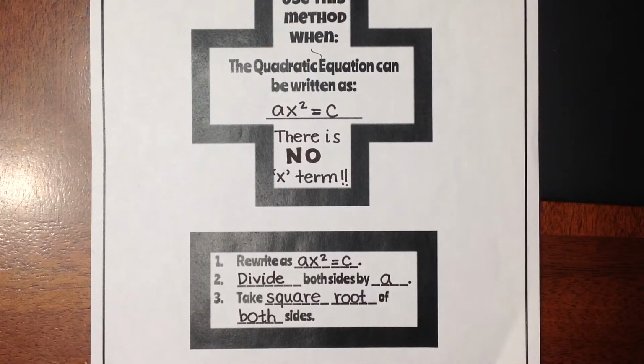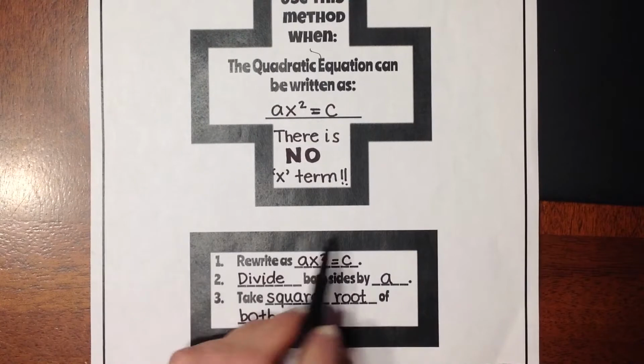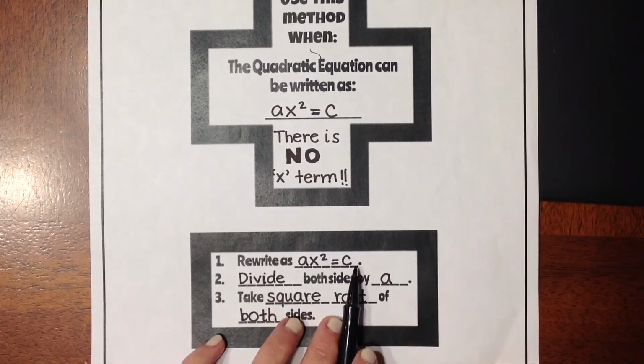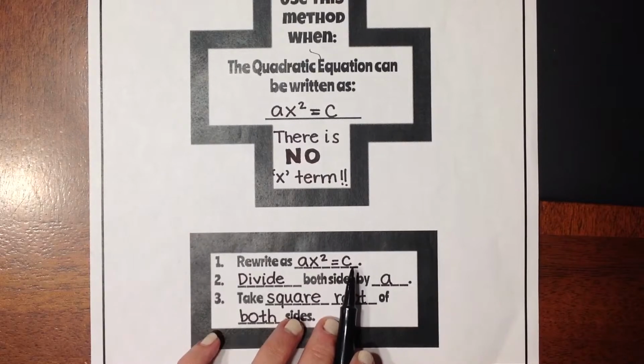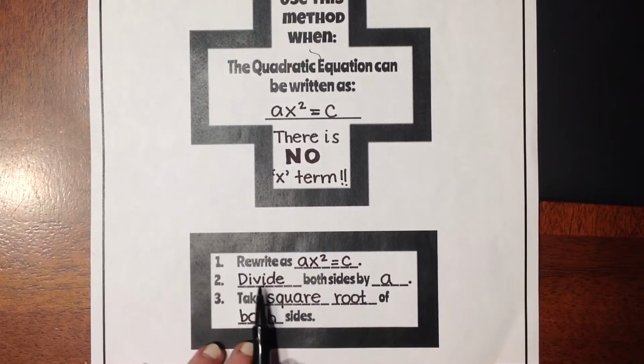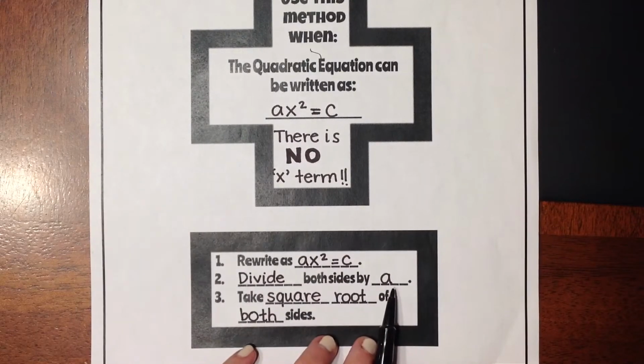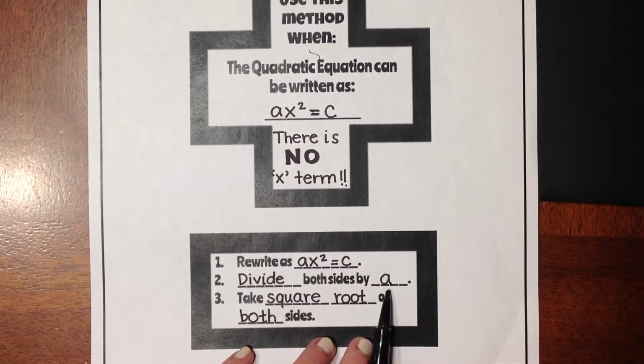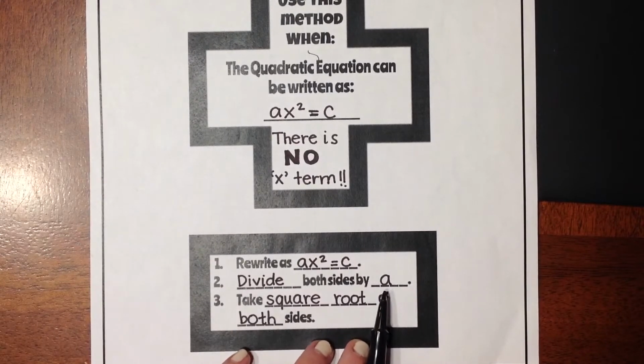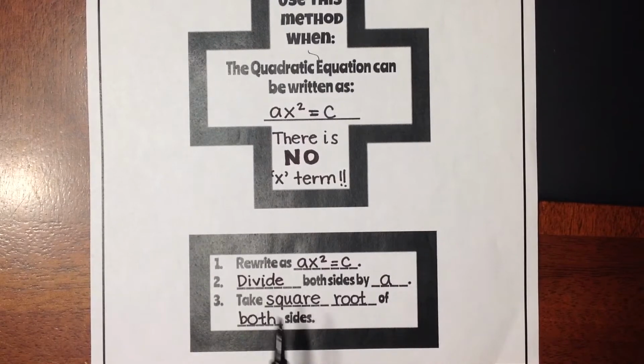So you're going to rewrite as ax squared equals c. Again, you may have to move your constant over to the other side, move it over after the equals, and again, your c should be positive. You're going to divide both sides by your a coefficient. That is only if a is not a 1. So if you have a 3 or a 5 for your a coefficient, you want to divide by a because you want 1x squared. Then you're going to take the square root of both sides.